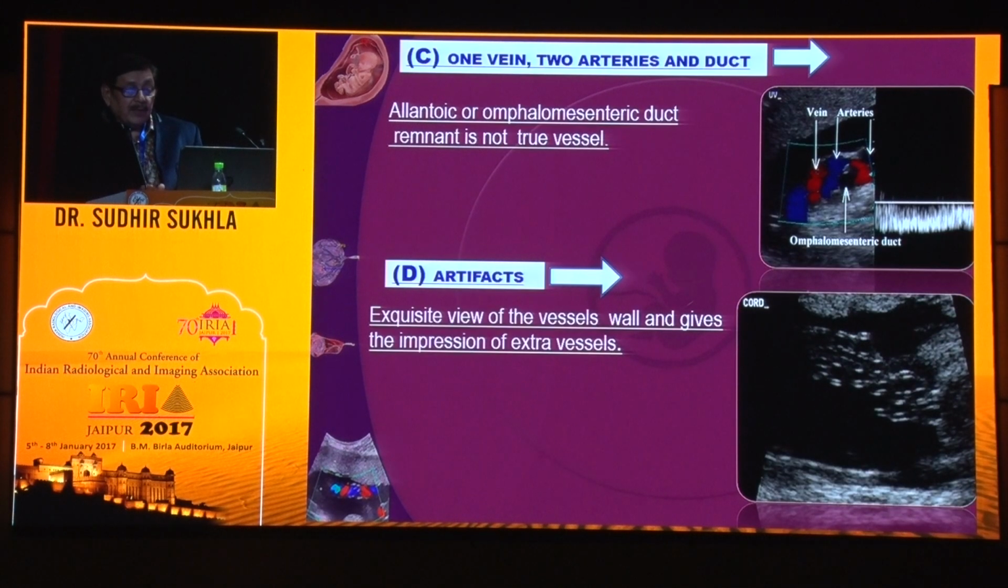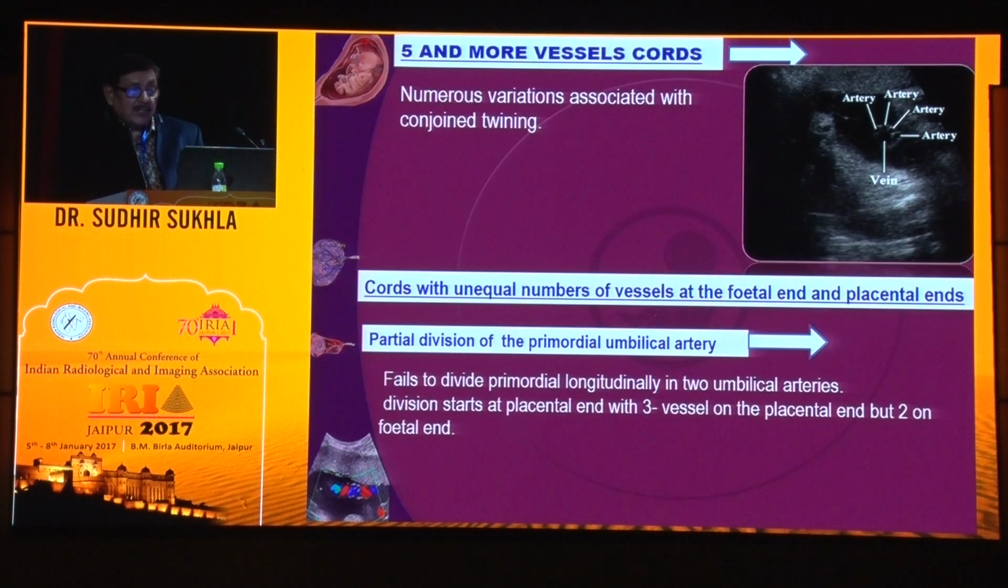There can be 1 vein, 2 arteries. You are not taking a flow, so put a Doppler. And then the isolated view of the vessel wall can give an impression of extra vessels. Then there can be many more vessel cords, which are associated with anomalies, seen in conjoined twins. The important thing is a cord with an equal number of vessels at the fetal end and the placental end.